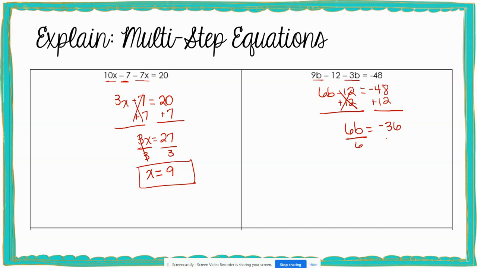Now I'm going to divide by 6 on both sides to get b by itself. Negative 36 divided by positive 6 is negative 6. So my solution is b equals negative 6.